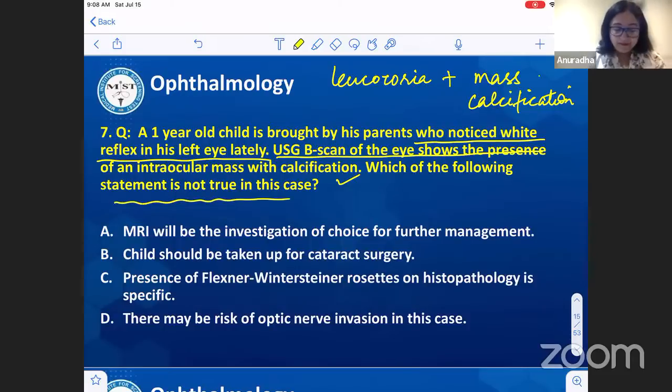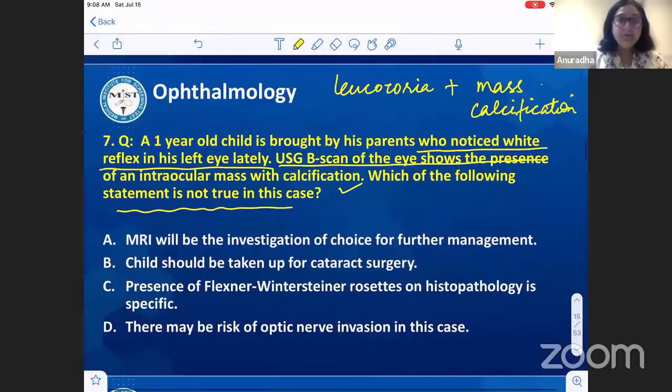Now, which of the following statements is not true? Let us see what the statements are. Let's go from below to above. There may be risk of optic nerve invasion in this case. Starting from choice D, is it a true statement or false? It is a true statement. The optic nerve involvement is the commonest involvement in cases of retinoblastoma. Yes, please always see this last line, whether they are asking true or not true. Then choice C, presence of Flexner-Wintersteiner rosette on histopathology is specific. Yes, that's true.